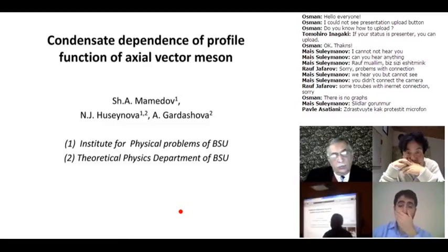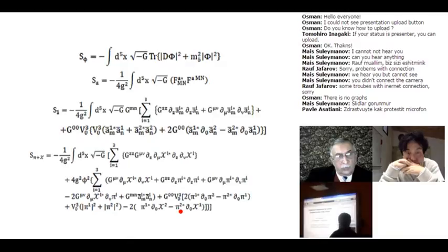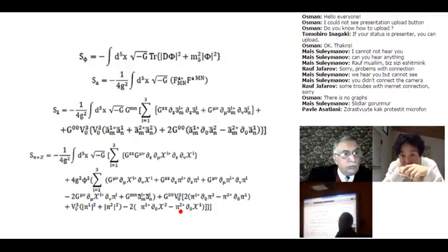There are two main models in the bottom up approach, soft wall and hard wall models. This is holographic QCD. There are left and right gauge fields in the bulk of five dimensional AdS space, and besides them a complex scalar field phi.